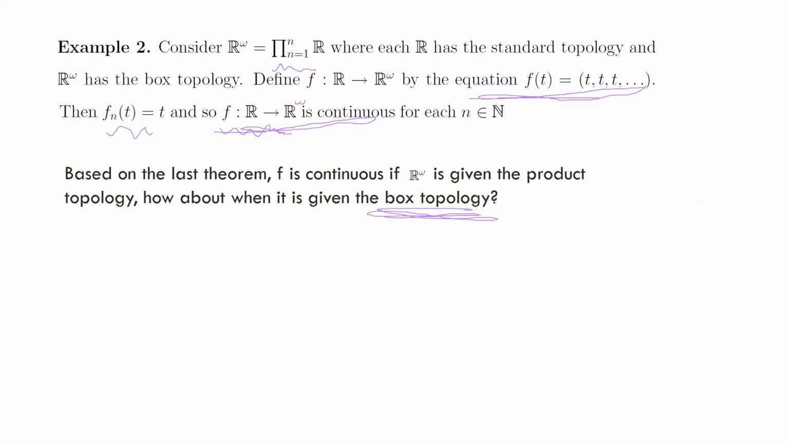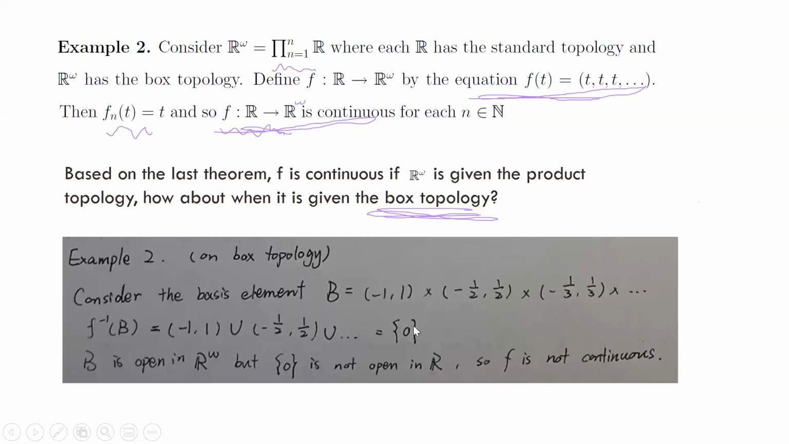Yes, it's continuous on the product topology, but it's not continuous on the box topology. But why is it not continuous on the box topology? Well, our textbook has a very good example: the inverse of an open set in the box topology is not open in R. Exactly.